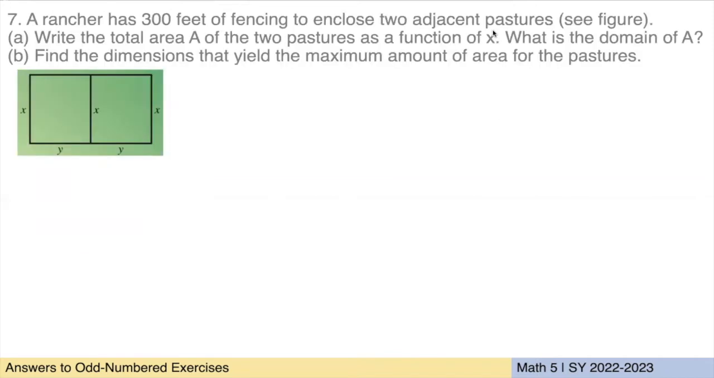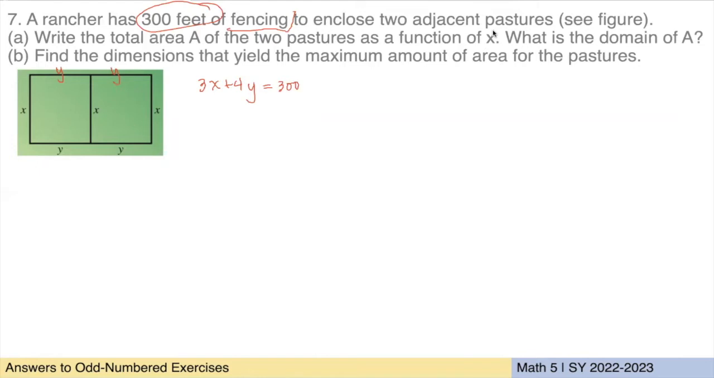Given the figure, we can say that this is y and this is y since these are two rectangles. And from here, we have an equation 3x plus 4y equal to 300 because the total length of the fence is said to be 300 feet. So they should sum up to 300.